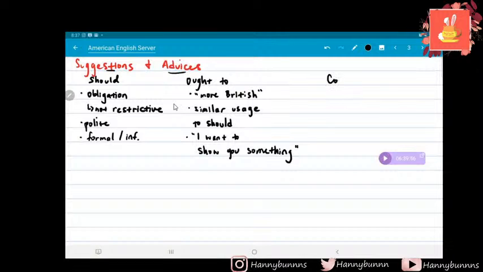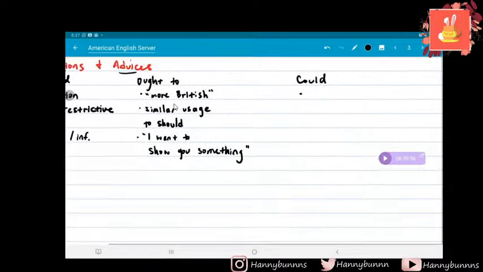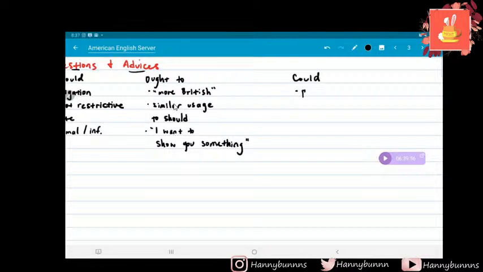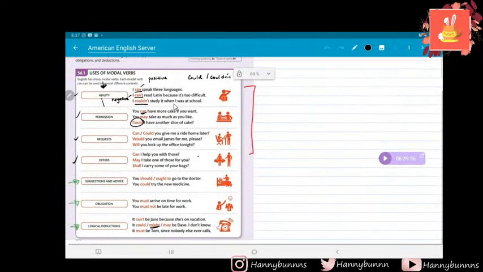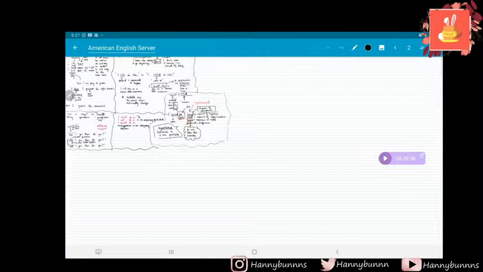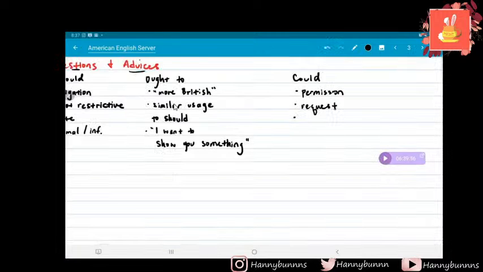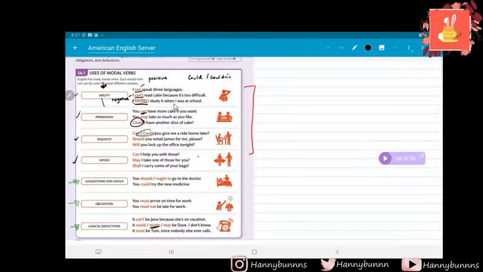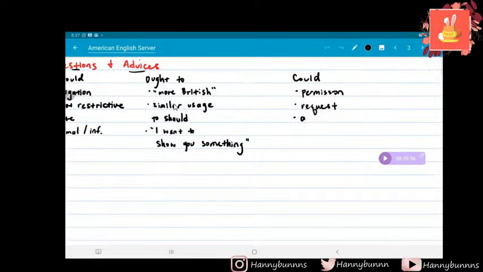And then the last one was could, right? So when you look at could, you already know it's a permission. It's a request, I think. Yeah, it's a request. There were a lot of things about could here. You got could for ability as well. You got permission, requests. So permission and request, and I think I forgot the last one. Oh, ability. So this one again, it's polite.